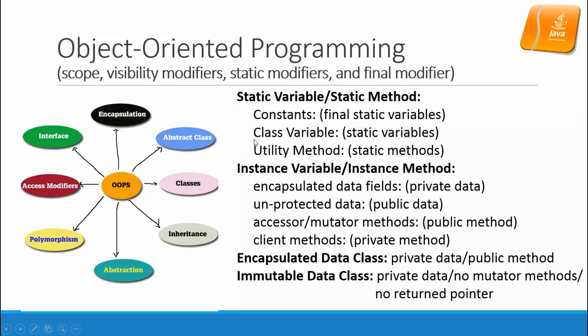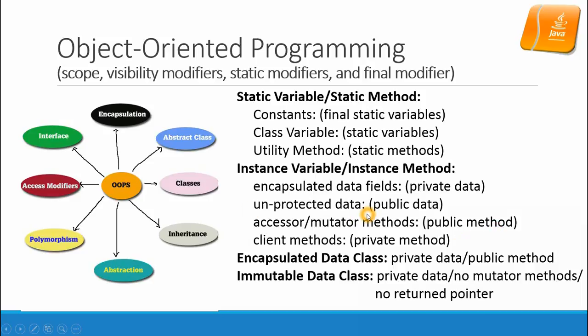We can declare a class variable using a static variable. We can declare a utility method using a static method. Or we can define instance variables and instance methods using the following definition. Encapsulated data fields we define as private data. Encapsulated methods, accessor and mutator, we use public methods.